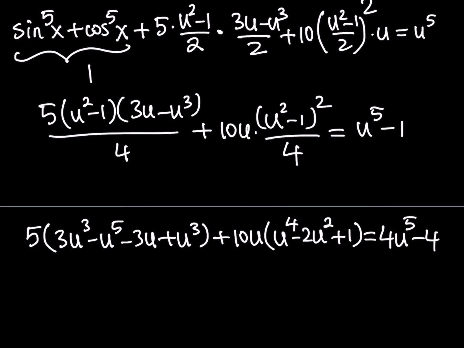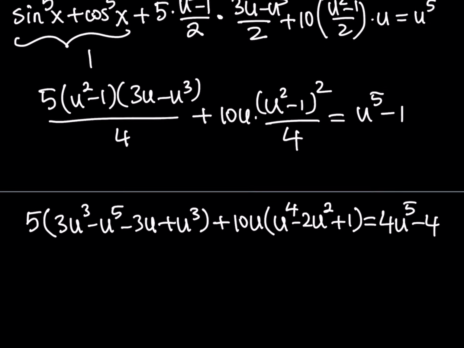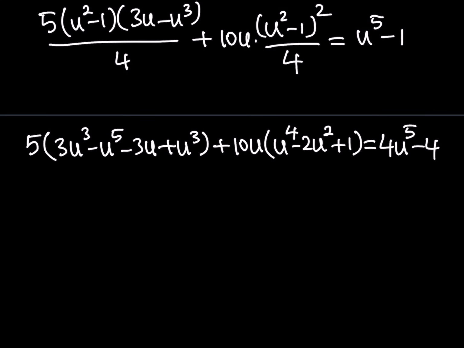Okay, so I use the distributive property here. Let me check my work one more time. 3u cubed minus u to the 5th minus 3u plus u cubed, so on and so forth. Okay, looks good to me. And then let's distribute here. Let's see what we get.